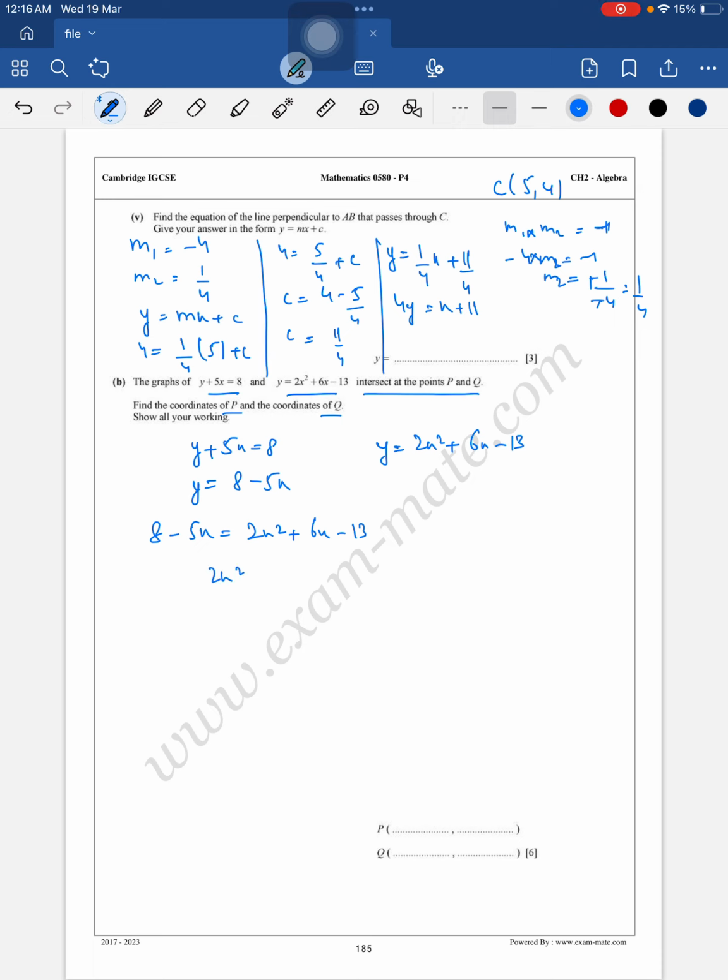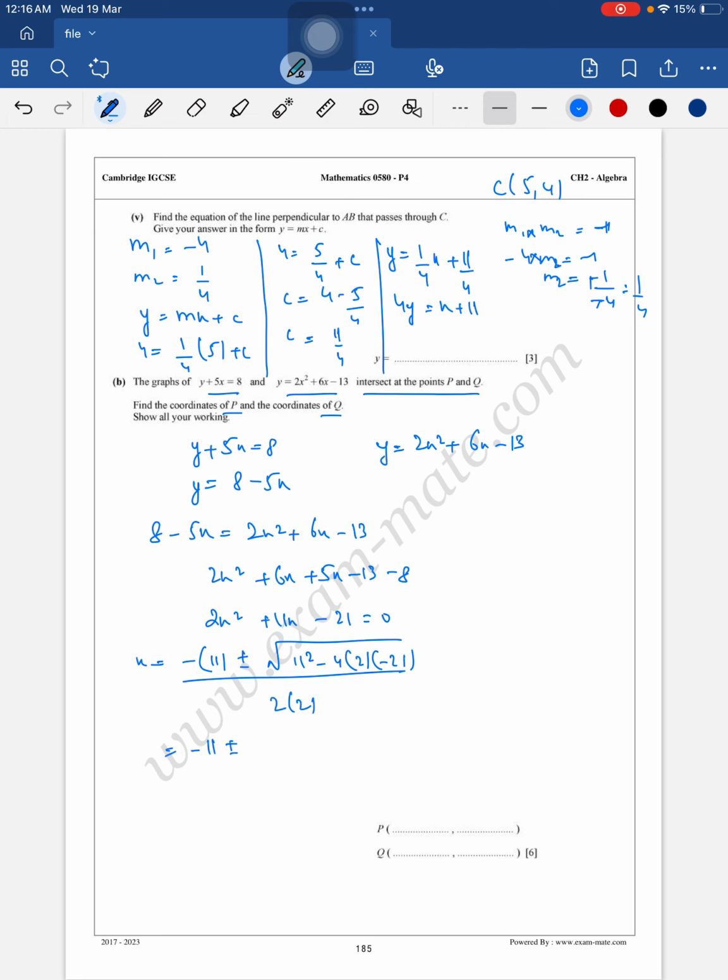So 2x squared plus 6x plus 5x minus 13 minus 8. 2x squared, 6x plus 5x is 11x, minus 13 minus 8 is minus 21, is equal to 0. Now we have to work on it to find the value of x. Applying the quadratic formula, x is equal to minus b, which is 11, plus or minus the square root of b squared, it means 11 squared, minus 4, a is 2, c is minus 21, upon 2a, which is 2.